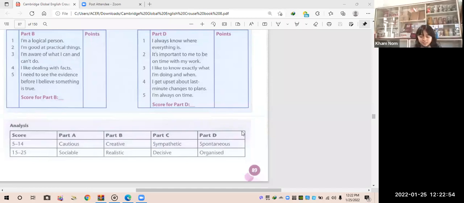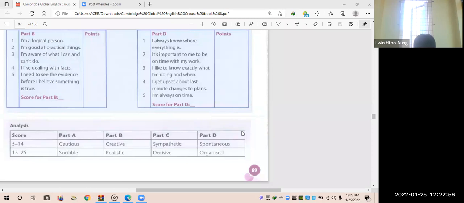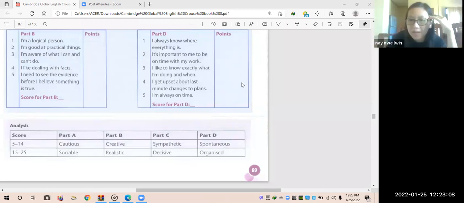So for part A, I got 15, so I'm sociable. For part B, I got 17, so I'm realistic. For part C, I got 16, so I'm decisive. And part D, I got 15, so I'm organized. Okay. Okay, so this time, Aga.